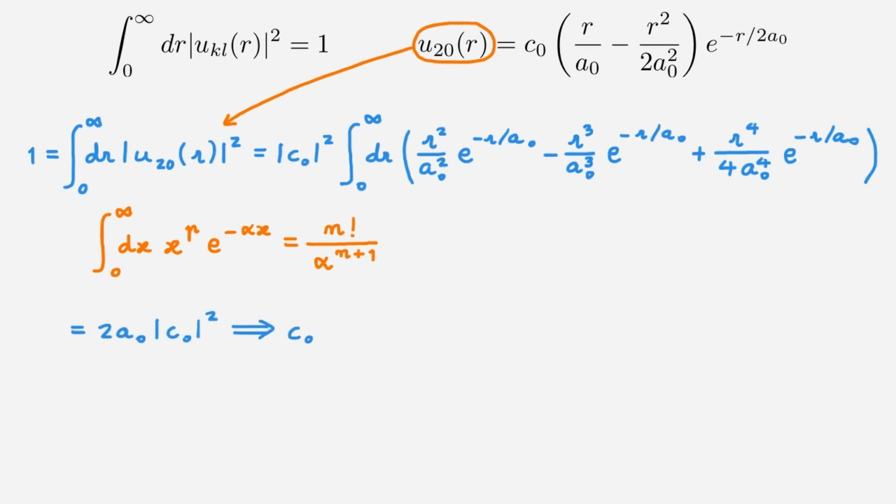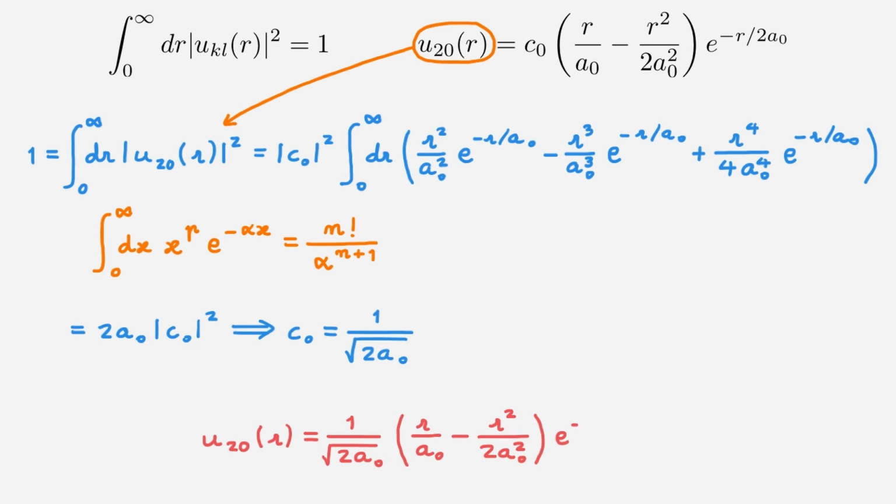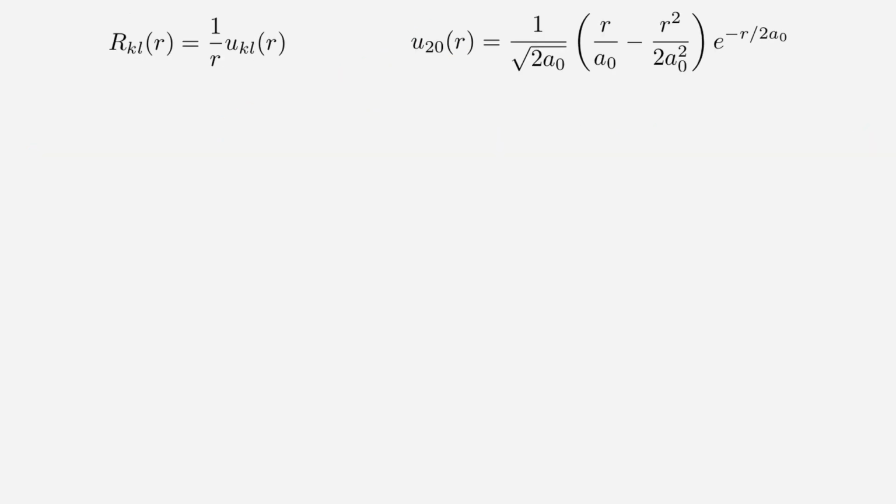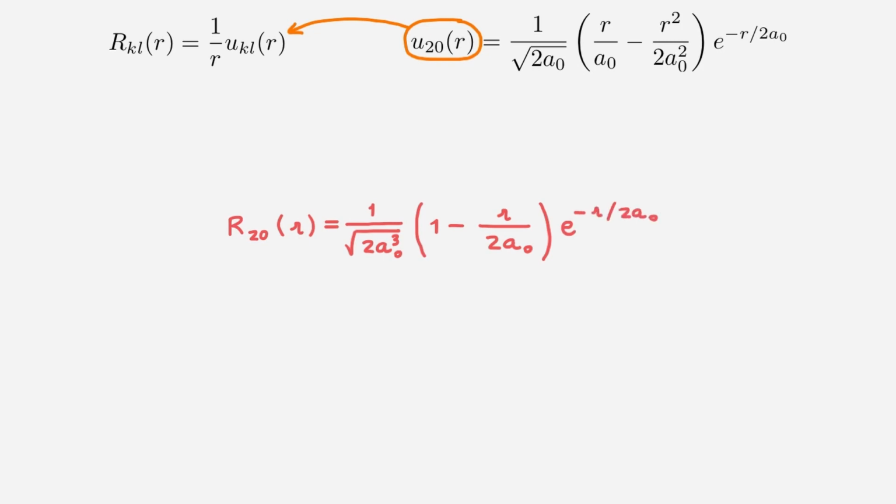Rearranging, we get that C0 is equal to 1 over the square root of 2a0, where I have again made a phase choice such that we end up with a real positive constant. With this result, we can rewrite u20 as equal to this prefactor times this polynomial in r times the exponential. The next step is to go to the original radial function, which in our case is R20. Inserting the expression for u inside this equation, we get this prefactor times this polynomial times this exponential.